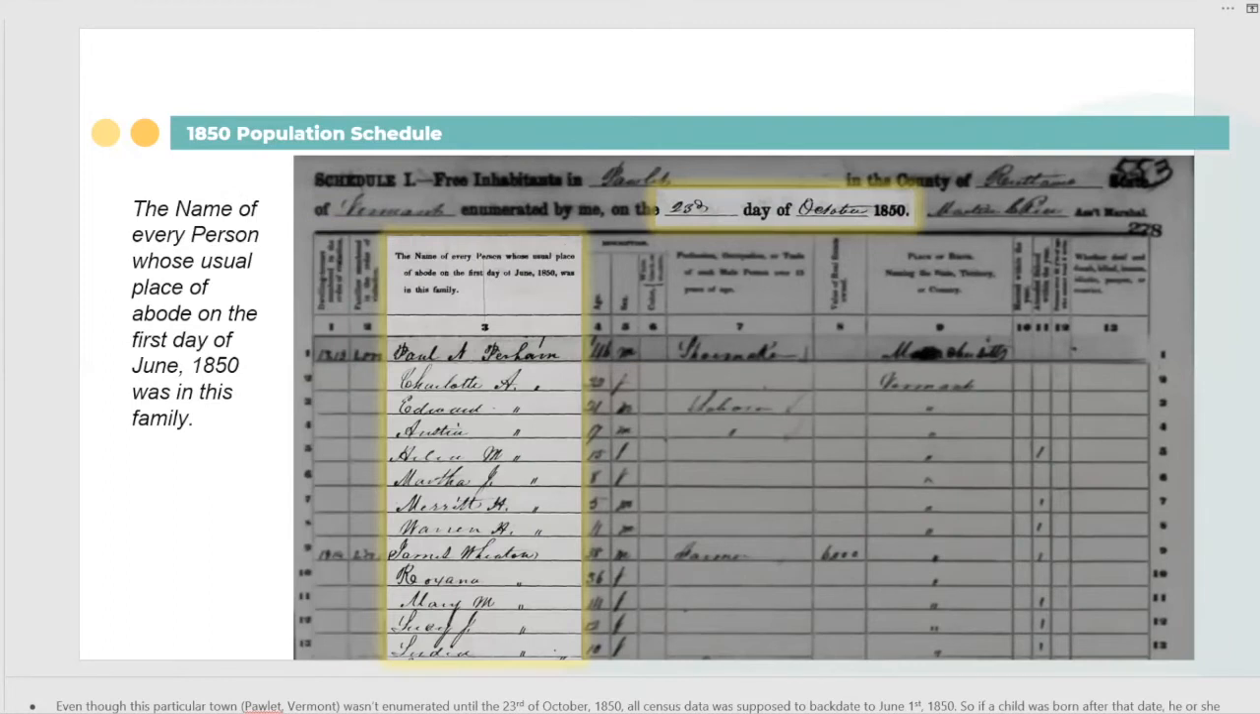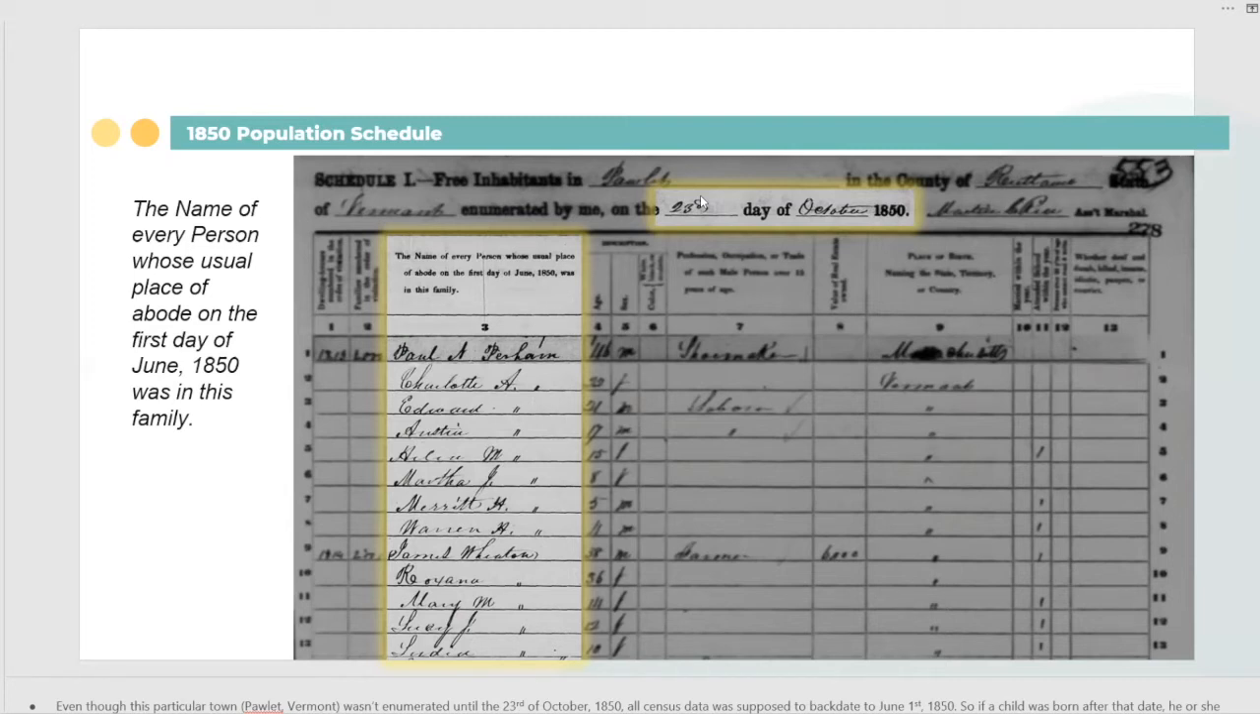The name of every person whose usual place of abode on the first day of June 1850 was in this family. So we're looking at this family here, and we see that this was not actually enumerated until the 23rd of October of 1850. That means that when the enumerator went to this house and knocked on the door, everybody who answered these questions was supposed to answer them as if they were answering them on June 1st. So if a child was born after June 1st, they were not supposed to be counted on this census.